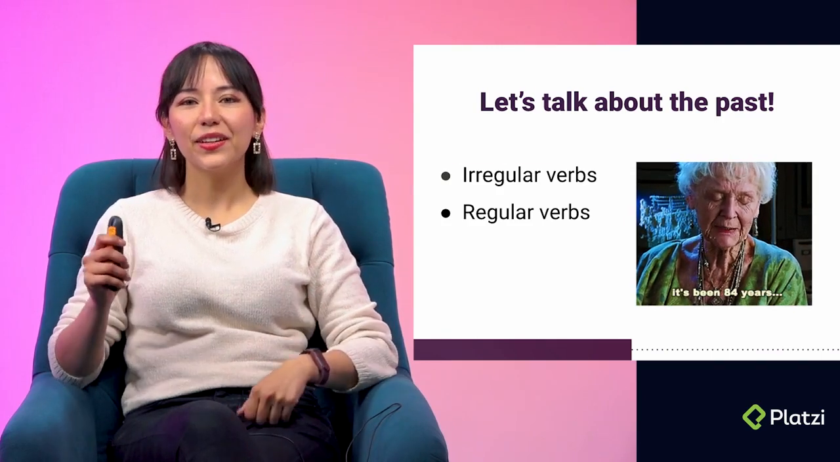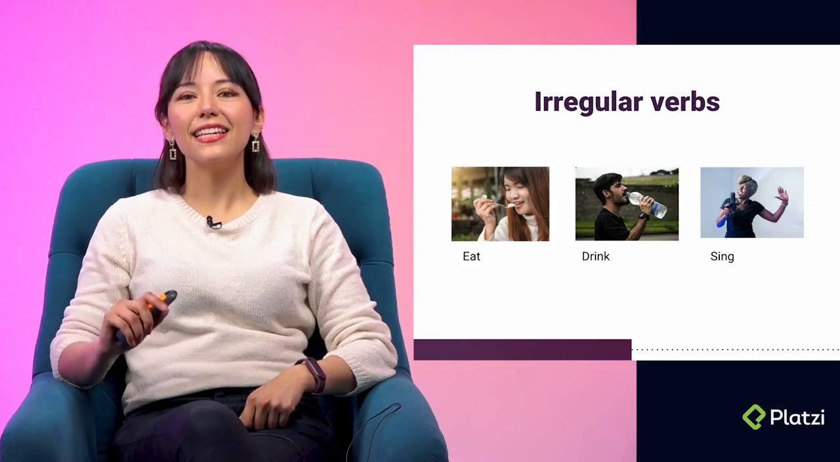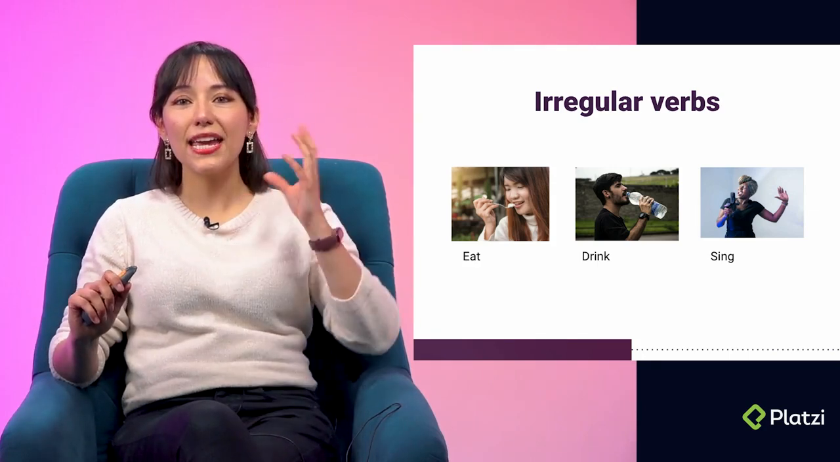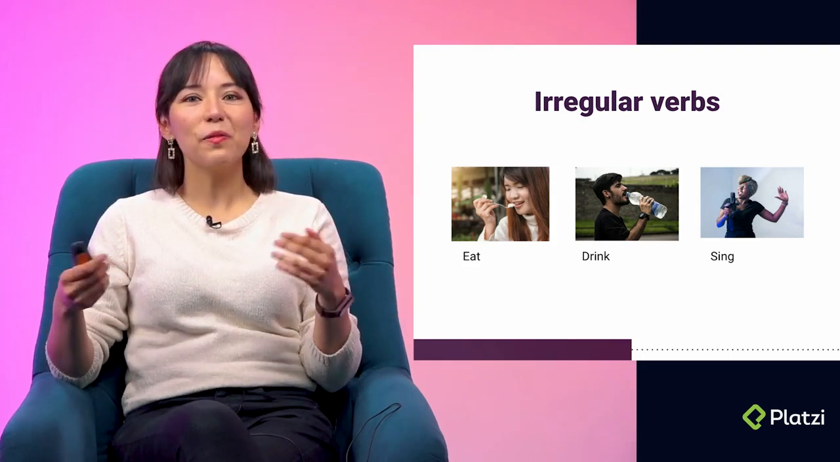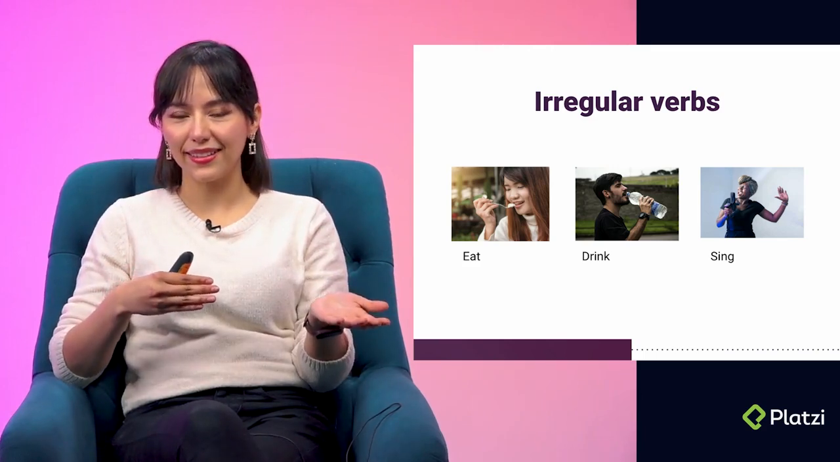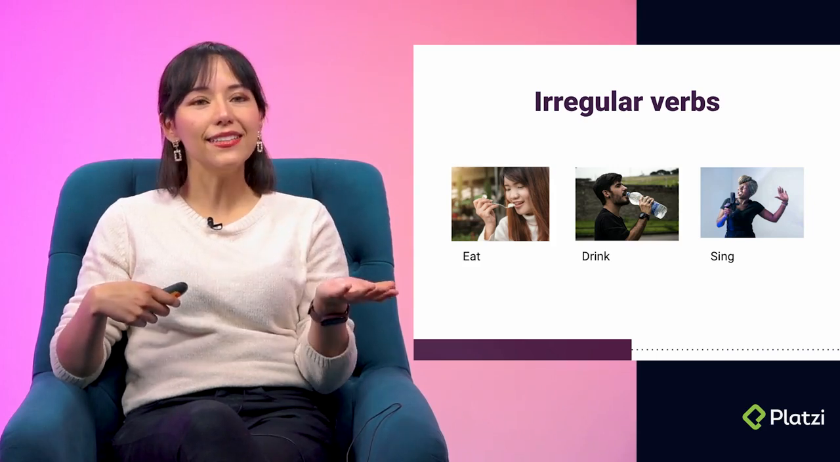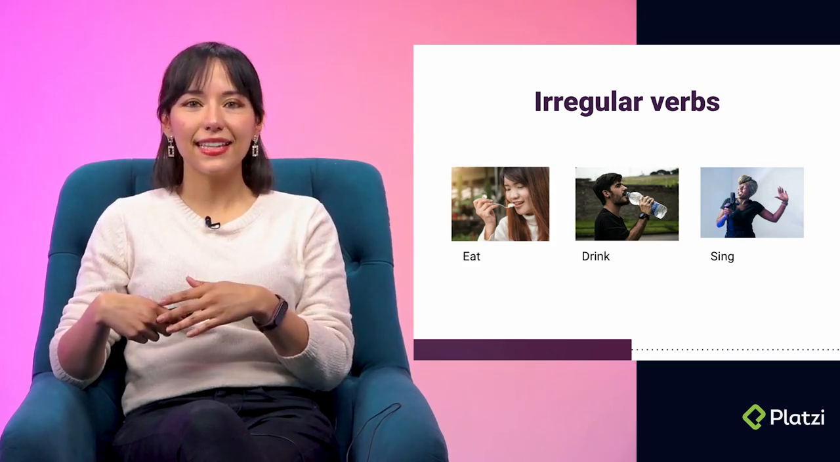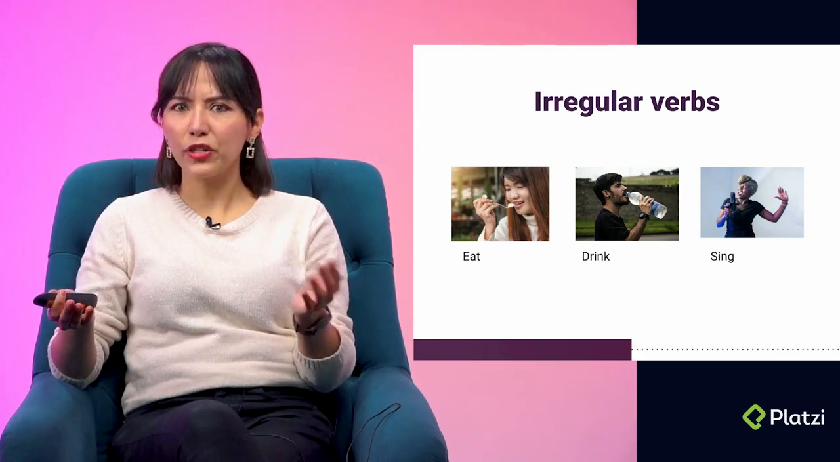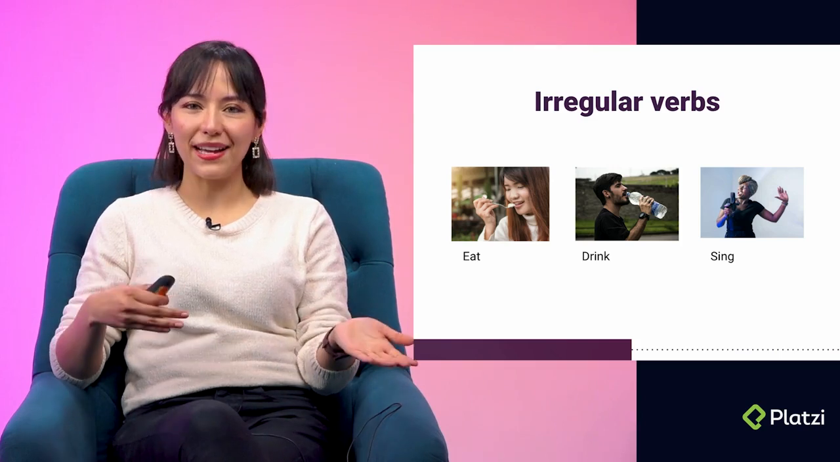Let's see. We will start with irregular verbs. These are the verbs that change completely when we are transforming them into the past tense. We have 3 examples here: eat, drink, and sing. Let's see how much they change when we refer to them in the past.